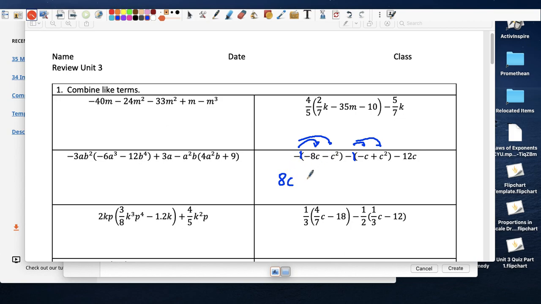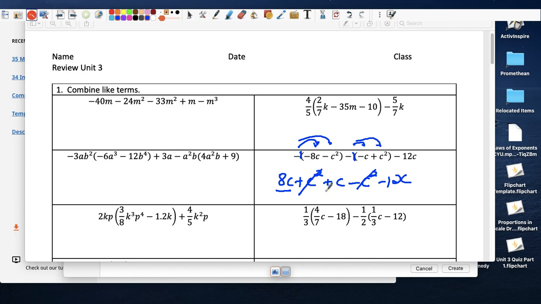Again, negative times a negative is a positive, and 1 times c squared is just c squared. Again here, negative times a negative is a positive, and 1 times c is just c. And negative times a positive is a negative, and 1 times c squared is -6 squared minus 12c. Combine like terms: this c squared and the -6 squared actually cancel each other out, so that becomes 0.